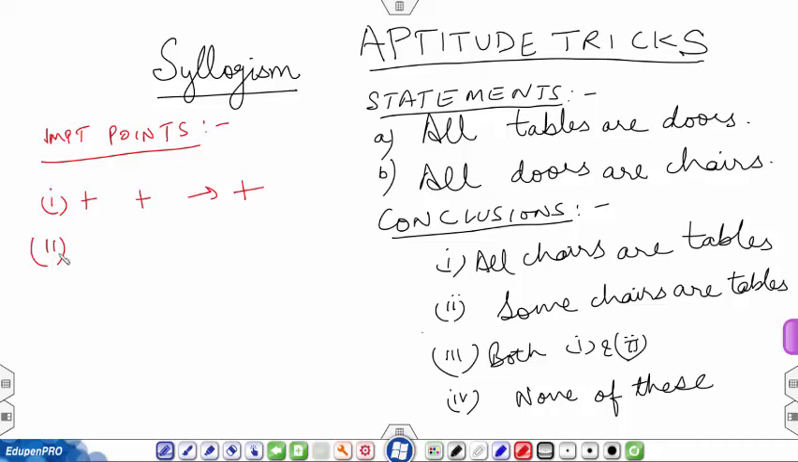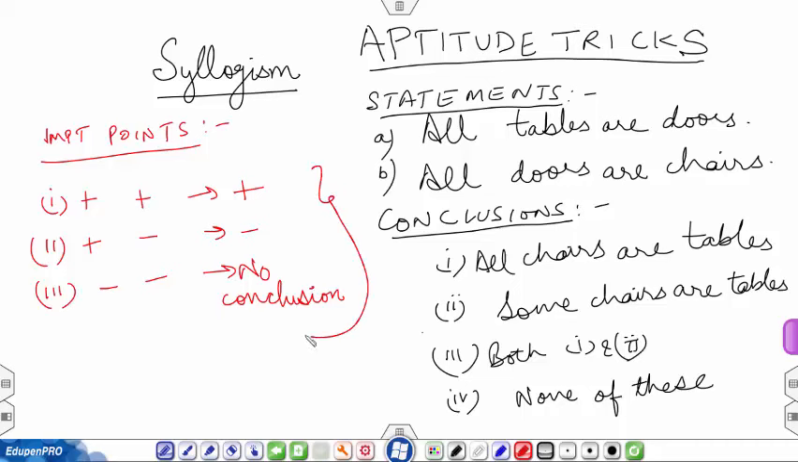Remember that. Whenever you have a combination, one positive followed by another negative, or one negative followed by a positive, the conclusion will always be negative. And there can be a third case, when both the statements are negative, no conclusion can be drawn. Before you start the chapter, you should know these 3 points, right? These 3 points are quite necessary before you start attempting any question.